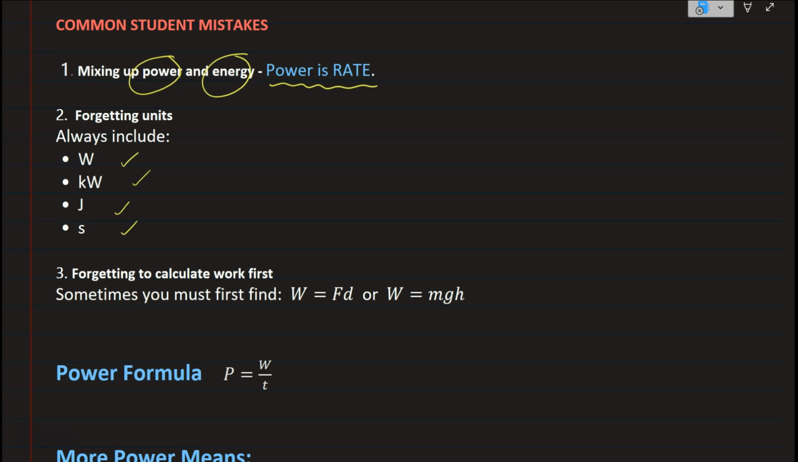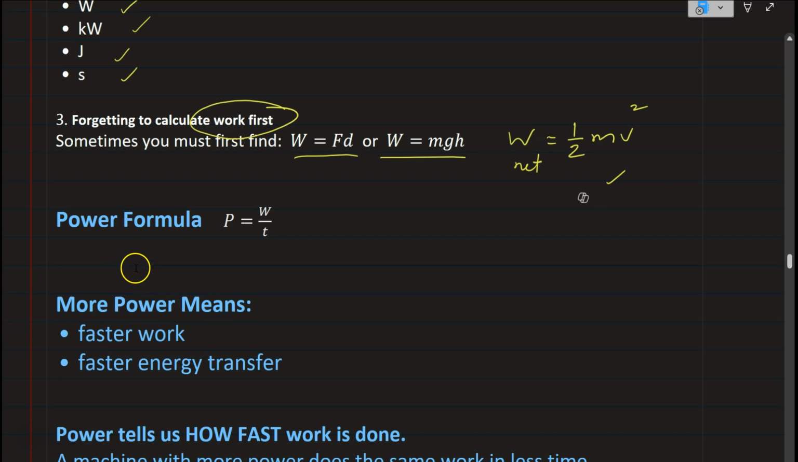The other thing is make sure you always calculate work first. And again, work can show up in three forms. Actually, there's one more here, right? W is equal to 1/2 mv squared, and this is the net work, the changing kinetic energy, by the way. The formula is probably going to be given to you in the formula sheet. It's done in Canada like that. We give formula sheets to our students to do the problems even during the test.